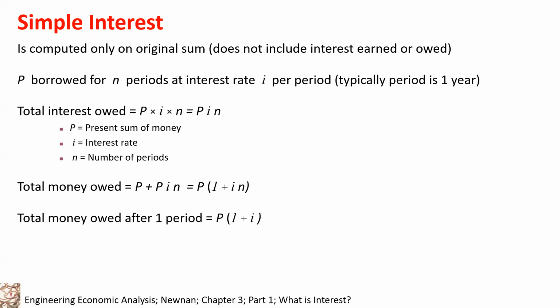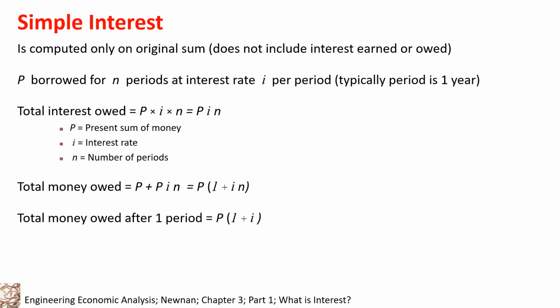And the total amount of money that you owe after n periods of time will be the principal amount plus PIn, or it would be P times (1 plus In). So let's assume that you hold the money only for one period, then the total amount of money you owe after one period will be the original amount of P times (1 plus I).